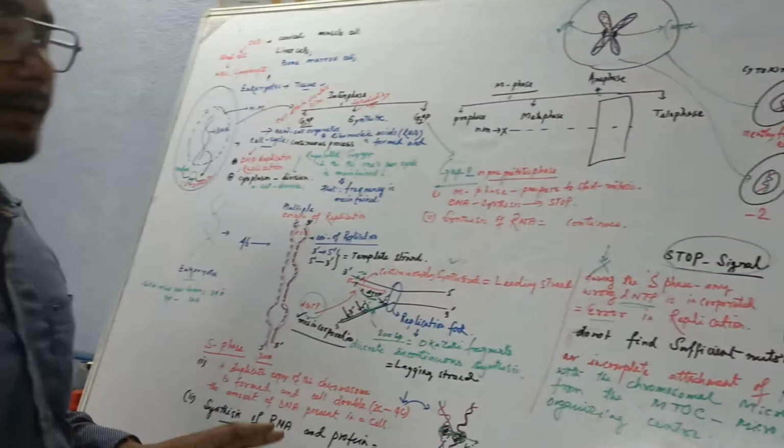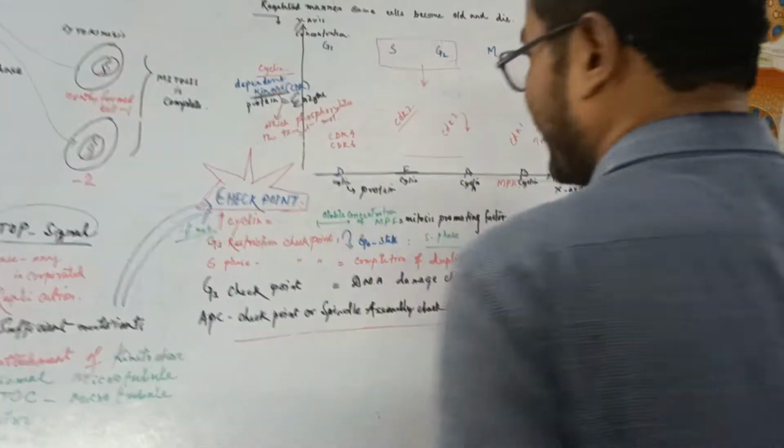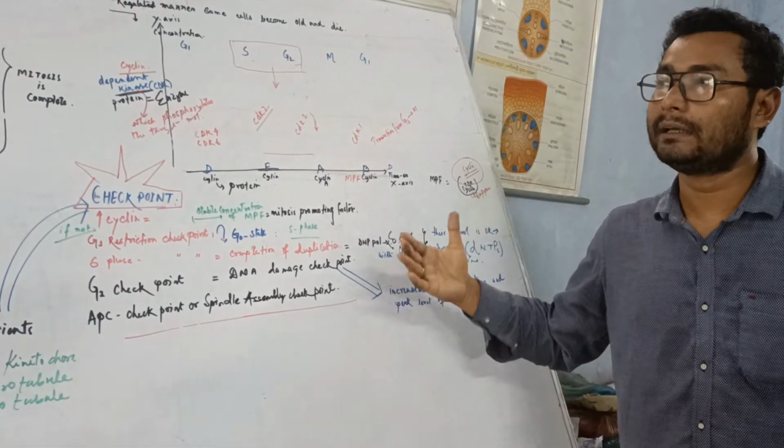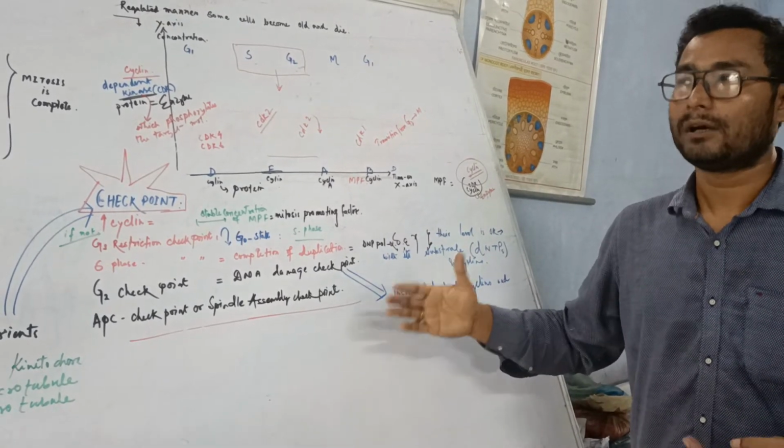So now our discussion is what actually assures the cell that it has no error in its whole process. That means G1 phase, G2 phase or S phase.